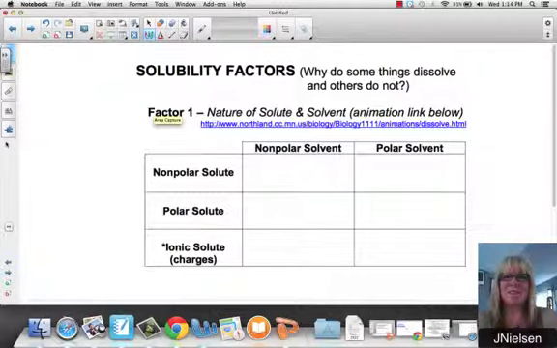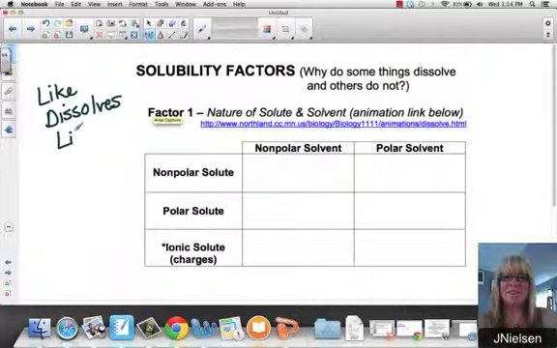So why do some things dissolve and others do not? Well, there is that saying that like dissolves like. And when we talk about that, we have to think about polarity and what type of substances we're dealing with. So what that means is nonpolar will only dissolve nonpolar. So if I take something that's nonpolar and put it in another nonpolar solvent, then it will dissolve or be soluble.